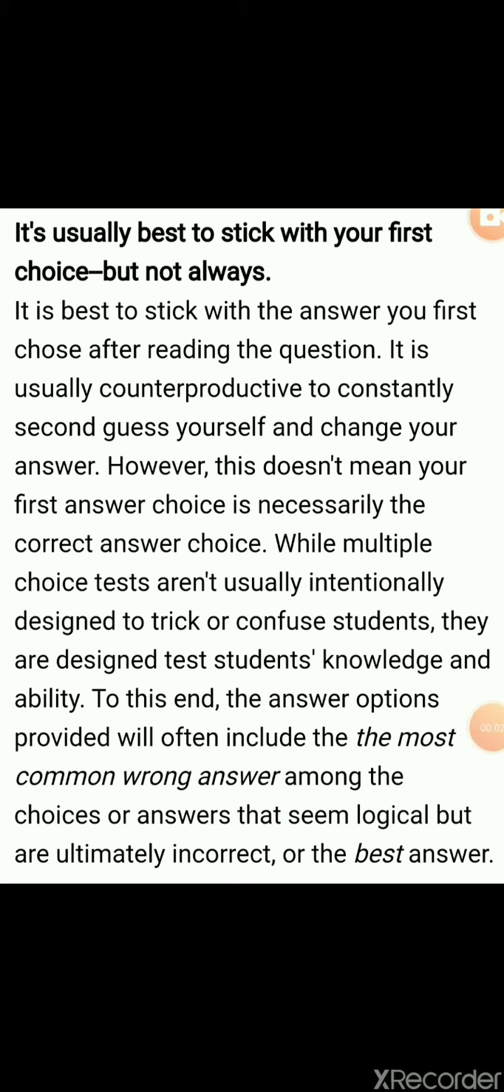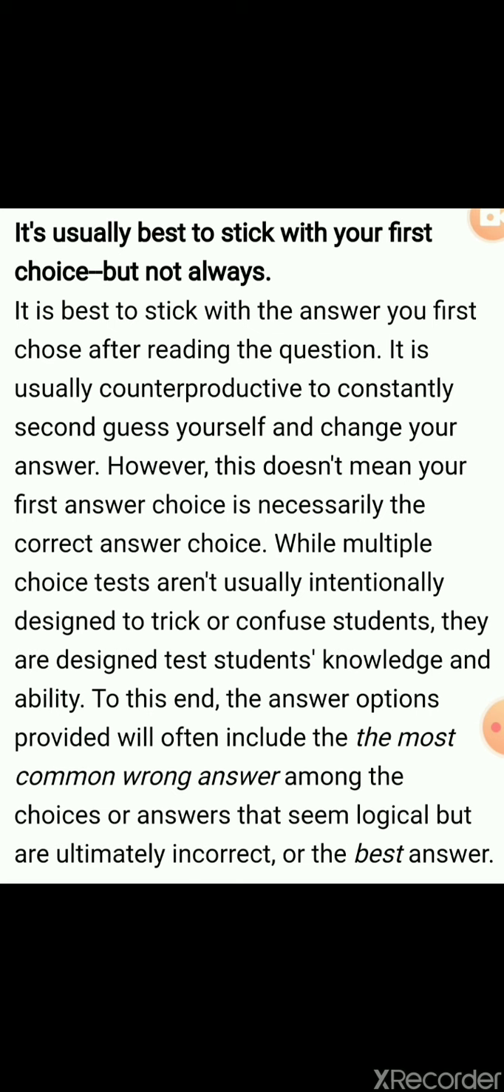Yeah, it's a common saying, always stick to the best choice. Okay, whatever comes to your mind, hits your mind, go for that, but not all the time is it correct. So this point is explaining the same. It's usually best to stick with your first choice, but not all the time. Whatever you are getting in your mind, whatever is hitting your mind, it will not always be correct. It isn't guaranteed at all. So it is best to stick with the answer you first choose after reading the questions.